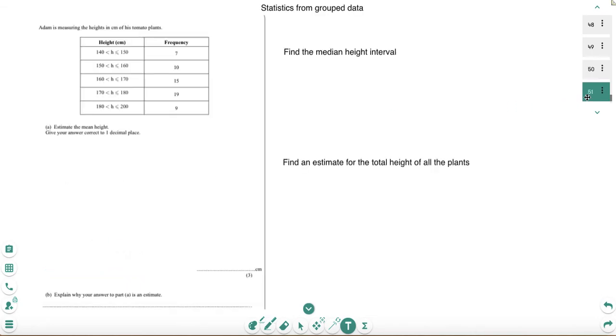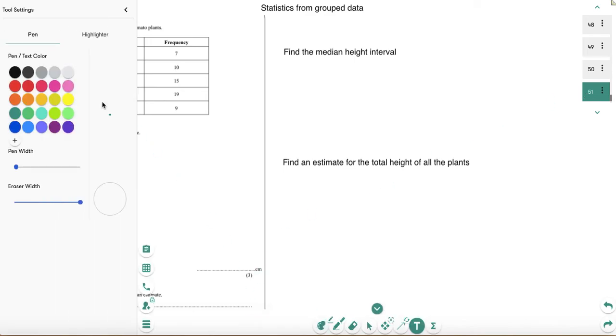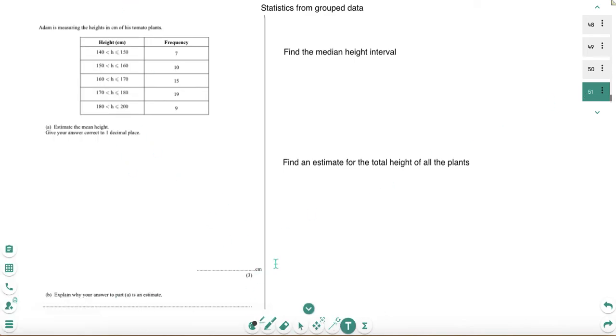And now let's move to statistics from group data, all right? Pretty similar, but what's the only difference? Now let's have a read through. Adam is measuring the heights in centimeters of his tomato plants. So there were 7 plants. So frequency probably means the number of plants. So there are 7 plants which were between 140 to 150 centimeters, 10 plants between 150 and 160 centimeters, and so on and so on.